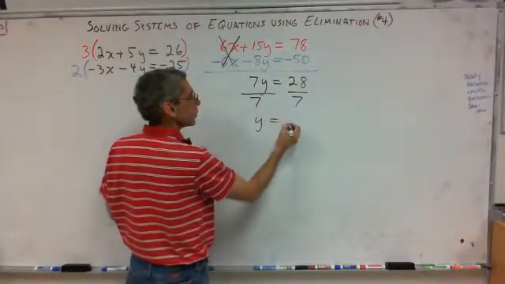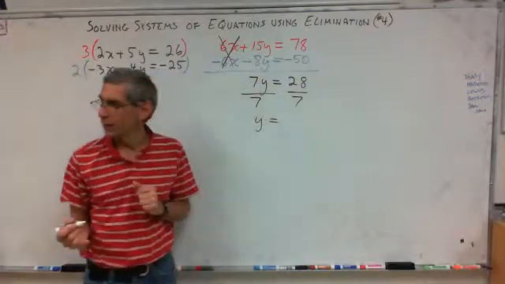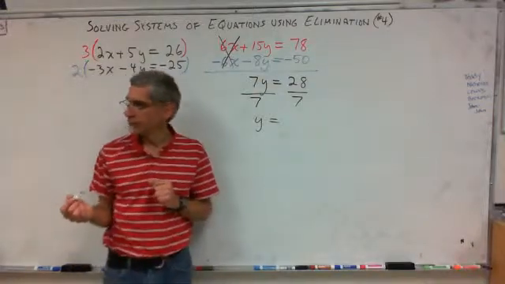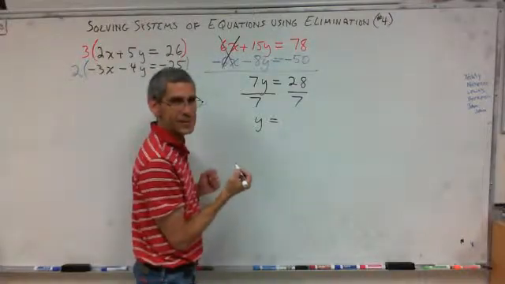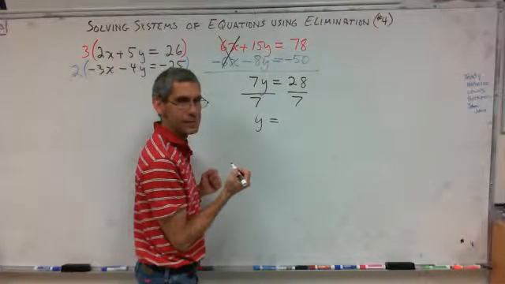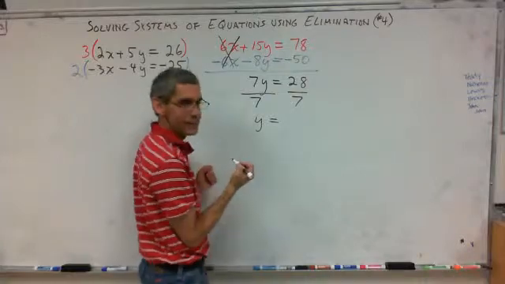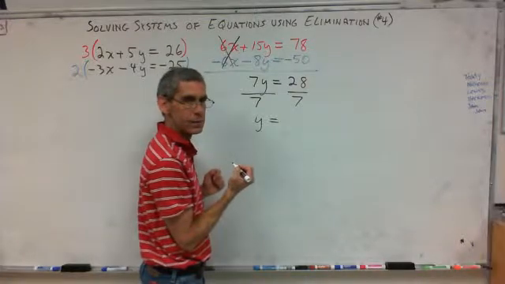Now, let me ask you a question. In real life, do you think they're all going to come out as whole numbers? No, they're not. That's why it's important that we can figure it out when it's not a whole number, with elimination and substitution, because you can also figure this out by graphing it.